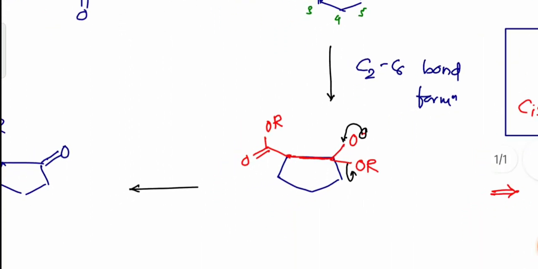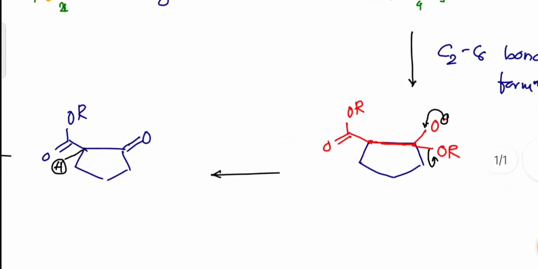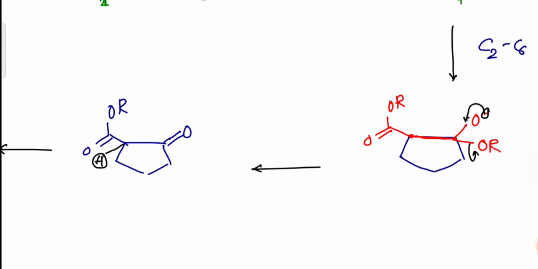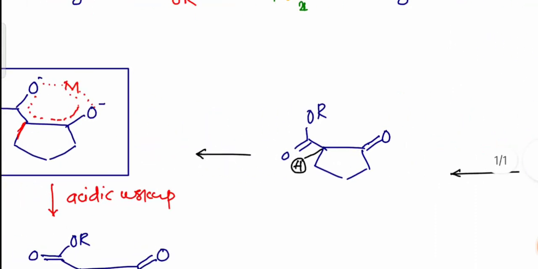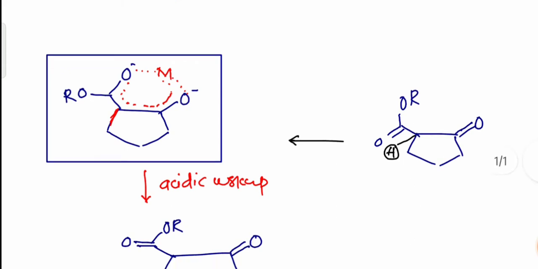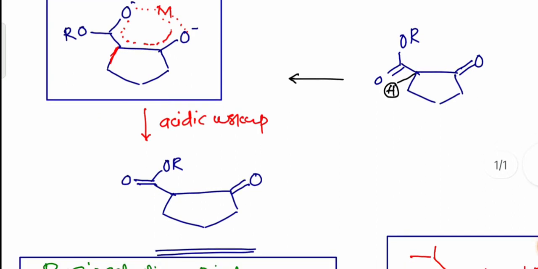And after the formation of the 5-member ring, this is not your final product. What actually happened here is that the reaction is in basic medium, so again there is an alpha hydrogen present, so it will abstract it, and this intermediate which is mentioned in the box will appear. If we do an acidic workup on that molecule, then we get the stable product like this one.